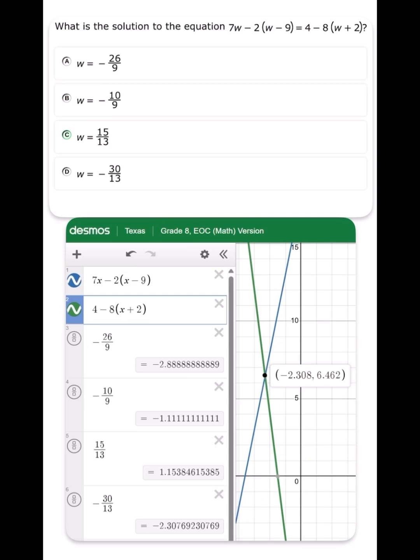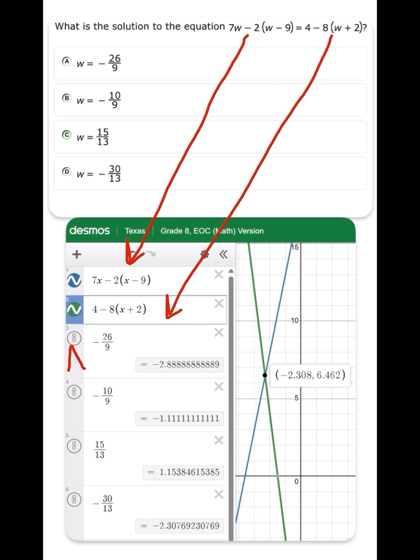To graph a function, always use the letter x as the variable. Graph each side of the equal sign and find the x value of the point where both graphs intersect each other. The decimal value of answer choice D matches the decimal value of the x coordinate.